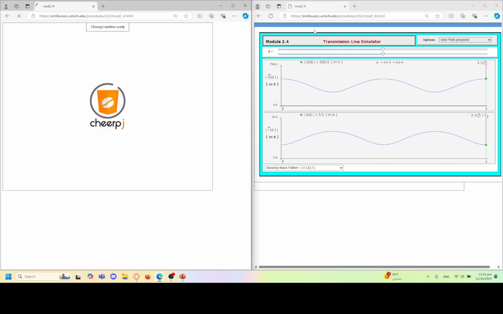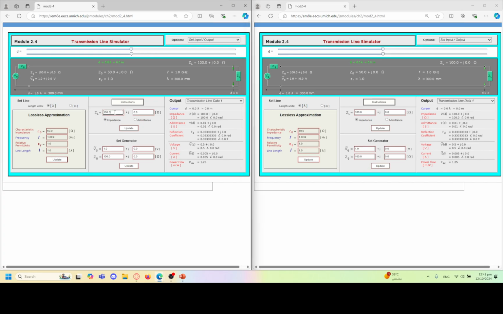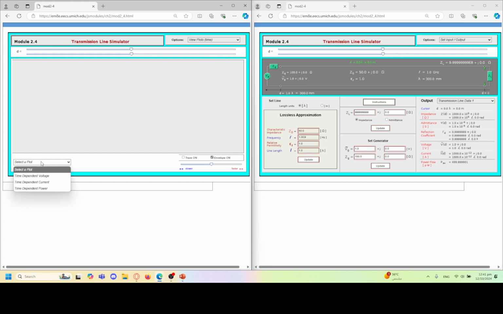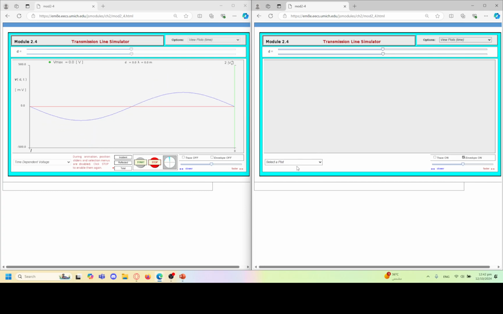So what we're going to do now is go back to the beginning, and we're going to be adjusting our impedances. So here we set our line impedance to 0, and on the right-hand side, we are going to set our load impedance to a very large value, near infinity, or as close as you can get. Update the values, and once again, time-dependent voltage against time, and let's see what the signal shows. And let's do the same on the right-hand side.